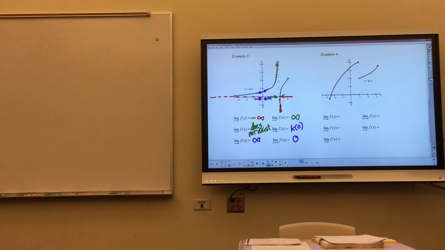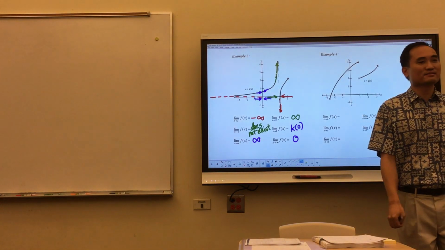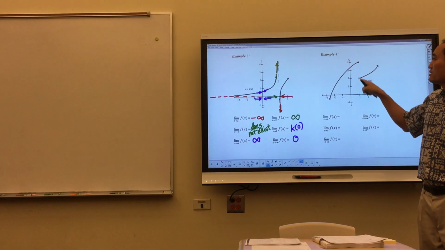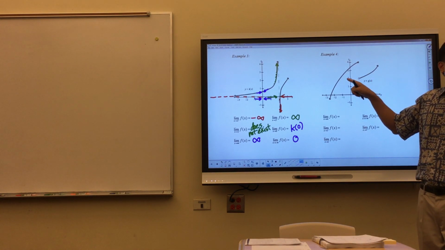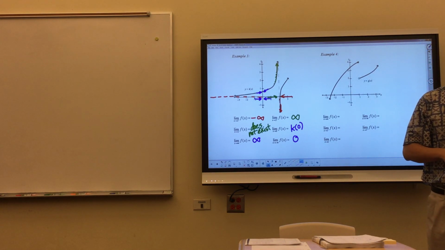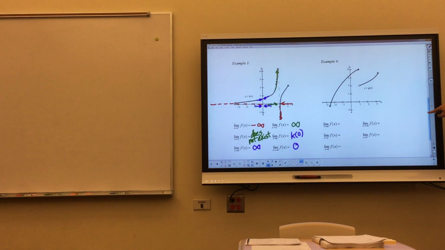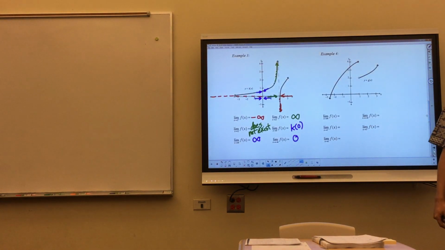Alright, now number 4 introduces yet another obstacle. What is number 4 introducing us? Discontinuity. A jump. Number 4 introduces us to a jump. Okay? Alright, so did we already see a hole or removable discontinuity? Yeah, up here. This introduces us to a jump.